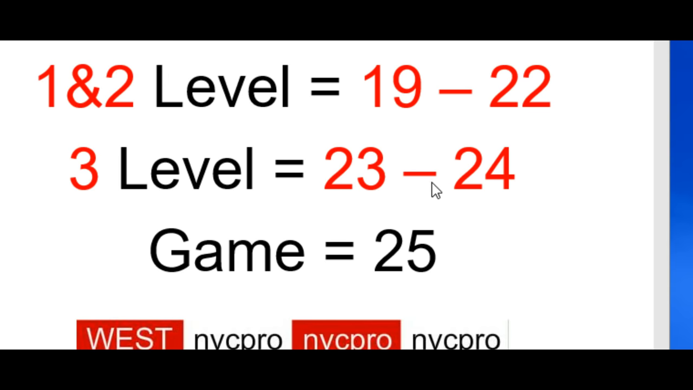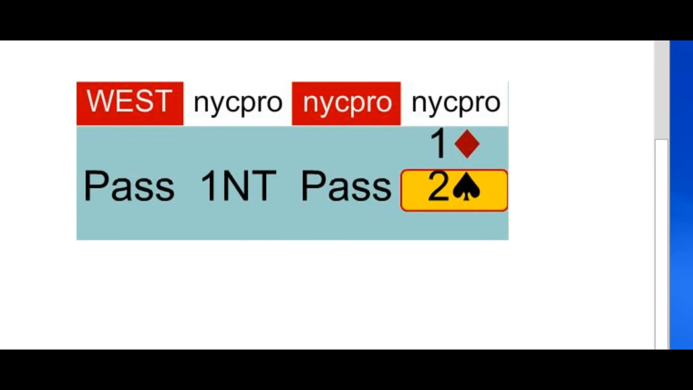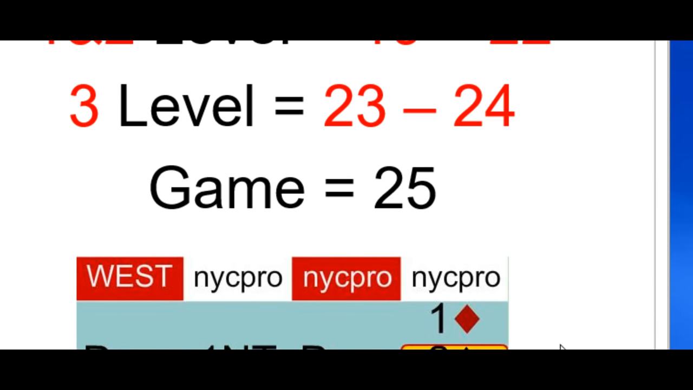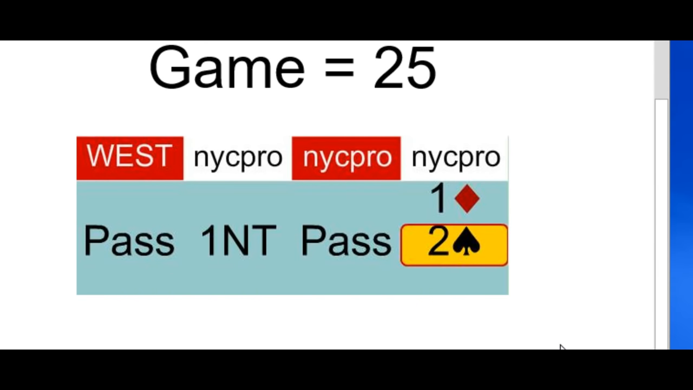So in this case, to be at the three level, we should have around 23, 24 points, right? The number right below what game would be, which is 25. So if we take a little peek at this auction here, one diamond, one no trump by our partner, two spades by us would force this auction to the three level, right? We cannot play diamonds, and if our partner wants to play diamonds, they have to bid three diamonds. We won't be able to play there without 23 or 24 points.